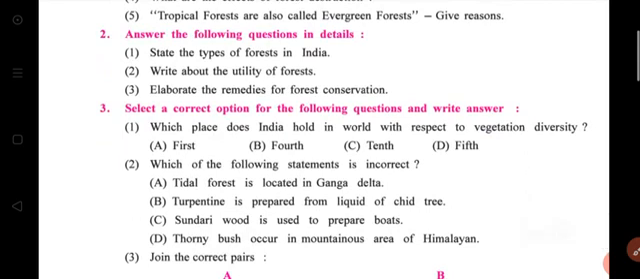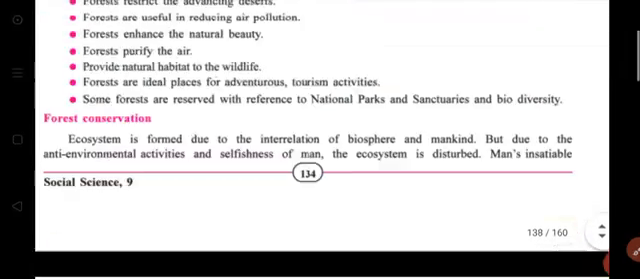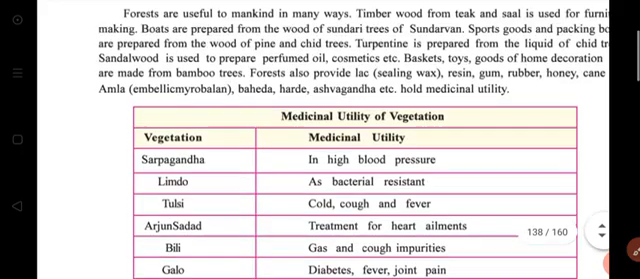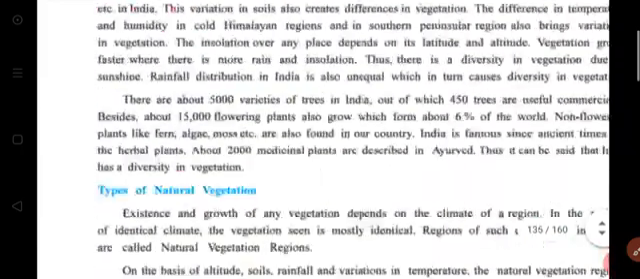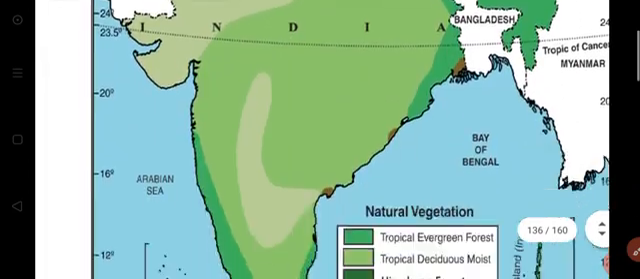Then in detailed questions, utility and remedies for the forest. Second and third, types of forest, you don't need to write because you have written them in your homework already. This whole chapter is very important, so we don't skip a single point or single topic from this chapter. Types of forest, natural vegetation, all are important topics.